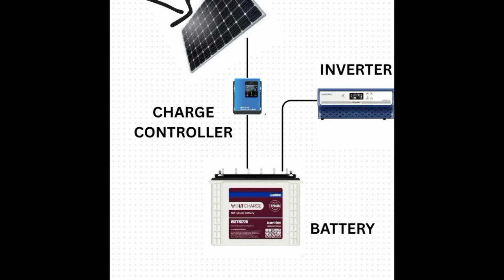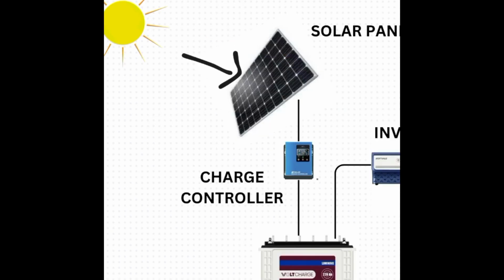Okay, so let me go over that again. When photons or light particles from the sun hit the solar cells that make up this solar panel and generate electricity, the electricity is captured through this cable. The current flows down through a charge controller, which controls the charging of what? Of the battery.